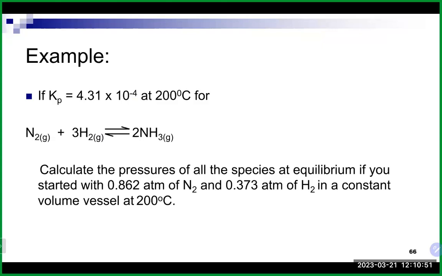Here we go. All right, let's try another one here. If the Kp for this guy is 4.31 times 10 to the minus 4, calculate the equilibrium pressures of everybody, if we started with 0.862 atmospheres, 0.373 atmospheres of H2 in a volume of vessel. So again, even though this is pressures and you have a Kp value, it works the same way. So you just put the pressures into the ice table and proceed that way. Again, remember that it does need to be in atmospheres, which obviously it is in this case. So you should be good, hopefully. All right, so give it a try, see what you come up with there.